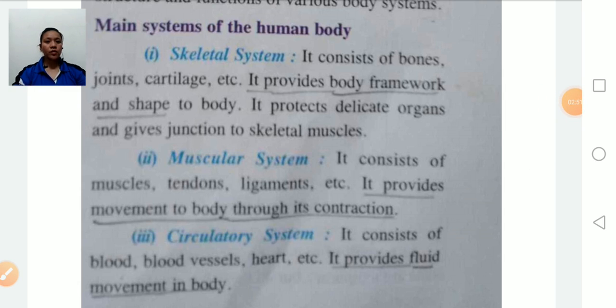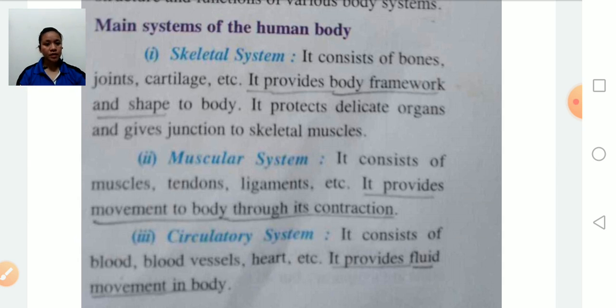Physiological system of the human body. Skeletal system. The skeletal system consists of bones, joints, cartilage, etc. The skeletal system provides framework and shape to the body. It protects the delicate organs like kidneys, liver, etc., and gives attachment to the skeletal muscles. Means it provides a structure to the body, and also it protects the delicate organs.